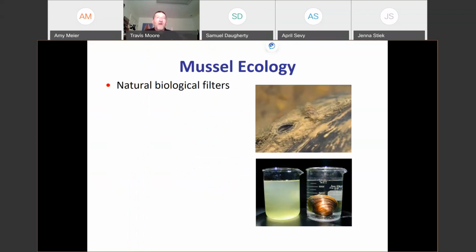So mussels really are aquatic natural biological filters. They process a lot of water and pull a lot of sediment and other material out of the water. In a lot of our streams, they're really working to help clarify that water. And then they're making those materials that are being pulled out of the water more usable for some other animals. We'll talk about that a little bit later.